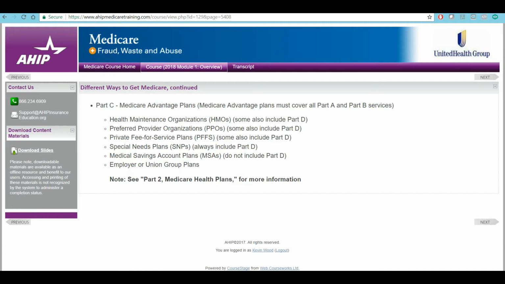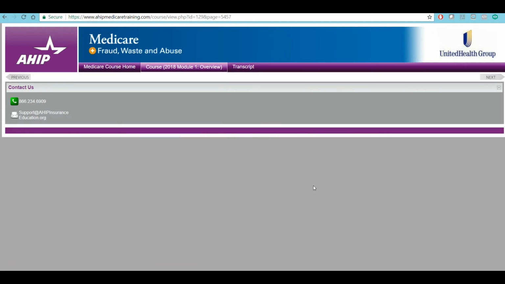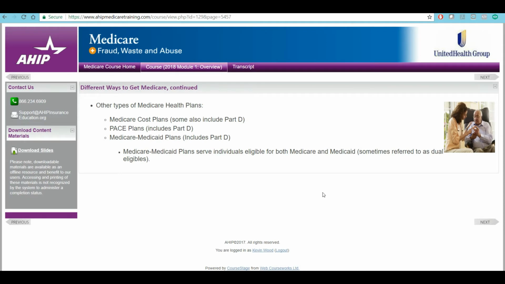See Part 2, Medicare Health Plans, for more information. We're moving on, and it'll cover Part 2. And you can see the private fee-for-service plans. That is what Medicare is, with no networks. So here are other types of Medicare plans. Medicare cost plans, we don't have those in California or Utah or any of these western states, never had them. PACE plans, we don't have those. Medicare-Medicaid plans, we do have those.